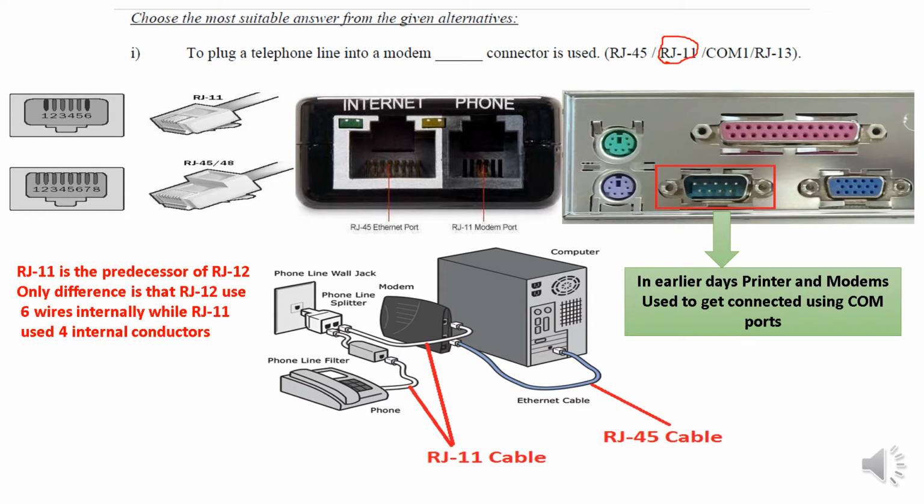Now this question is over, but for the sake of completeness of knowledge, so that we can answer many further questions related to this topic, we should also know what COM1 is. This is the COM1 port, which I have shown on the back side of the CPU. We can see this kind of port. This is for the VGA monitor, and this is the COM1 port. In earlier days, printers or old modems were connected using COM ports. This is also known as a communication port. Okay, now let's go to the next question.